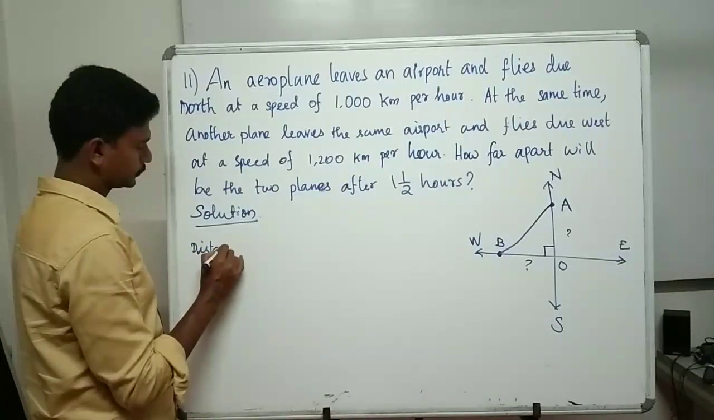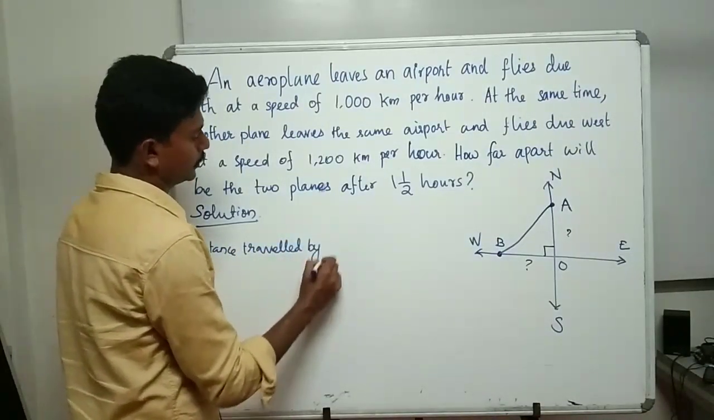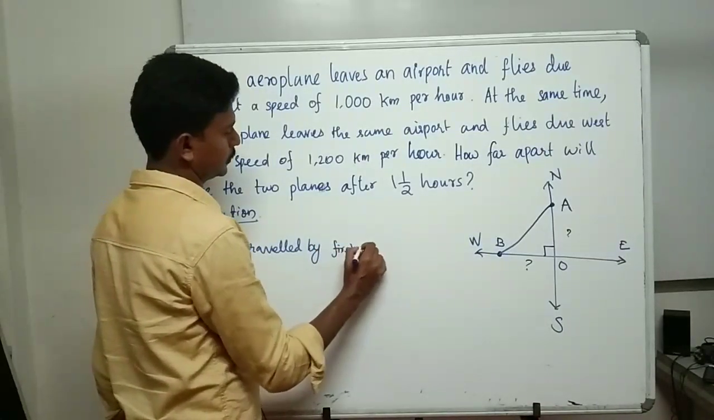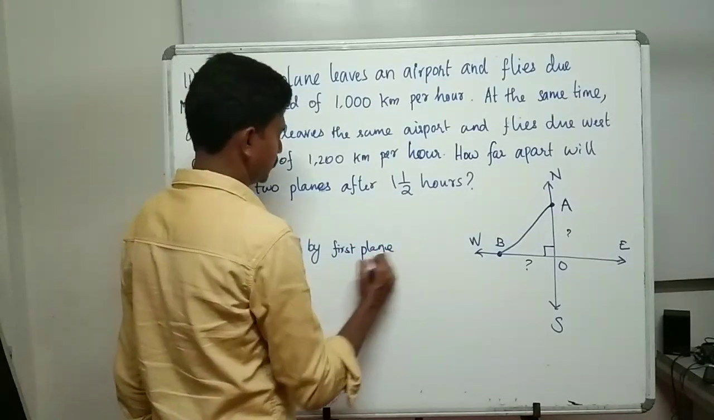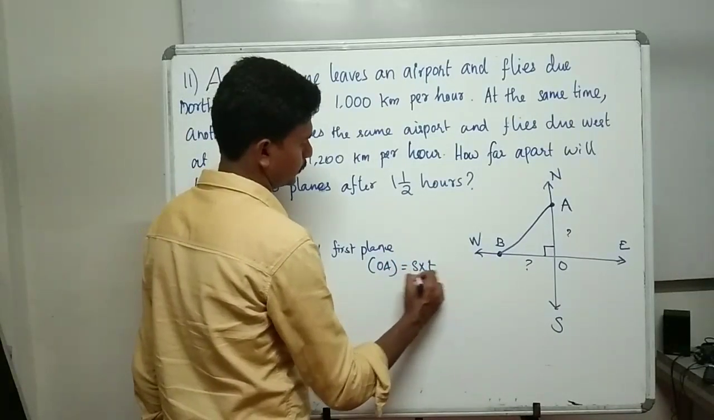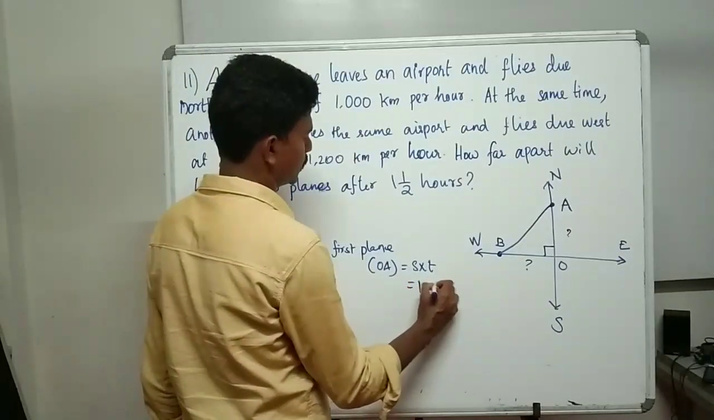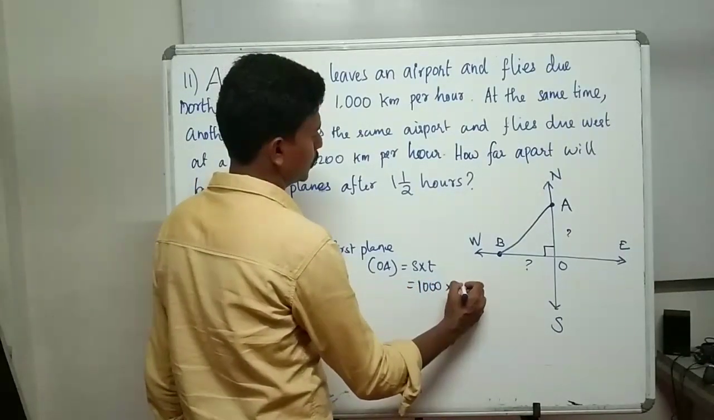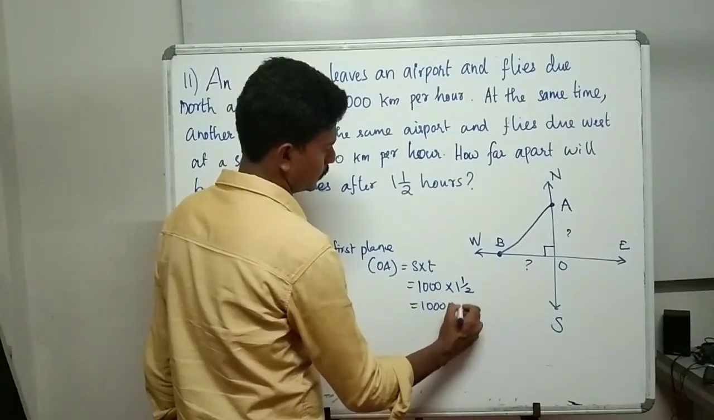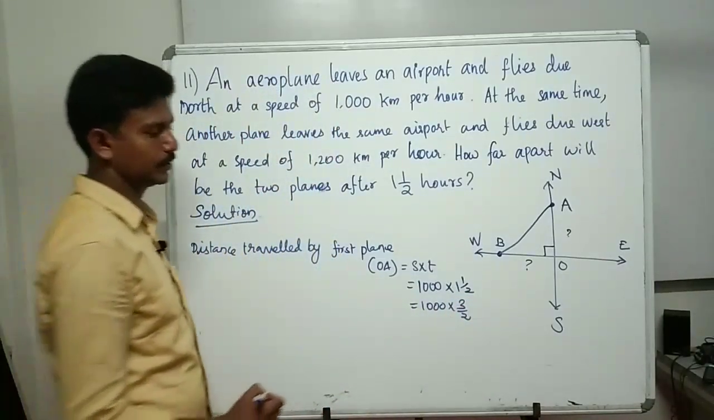Distance traveled by the first plane, that is OA. It is nothing but speed into time. Speed of the plane is 1000 km per hour, into time 1.5 hours, which is 1000 into, when you make it into an improper fraction, 3/2.